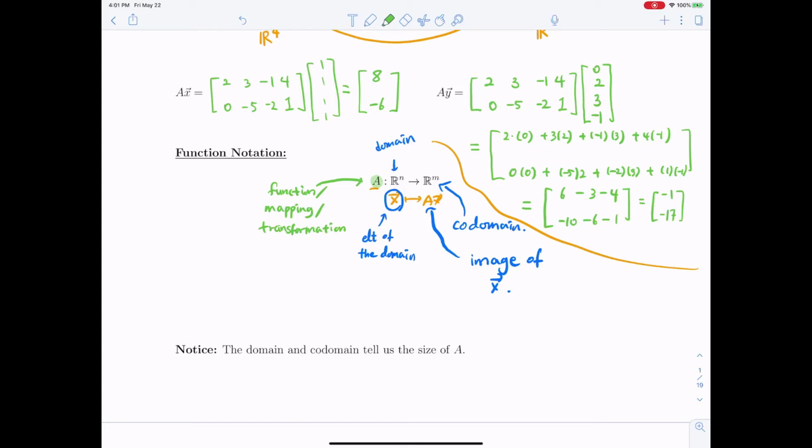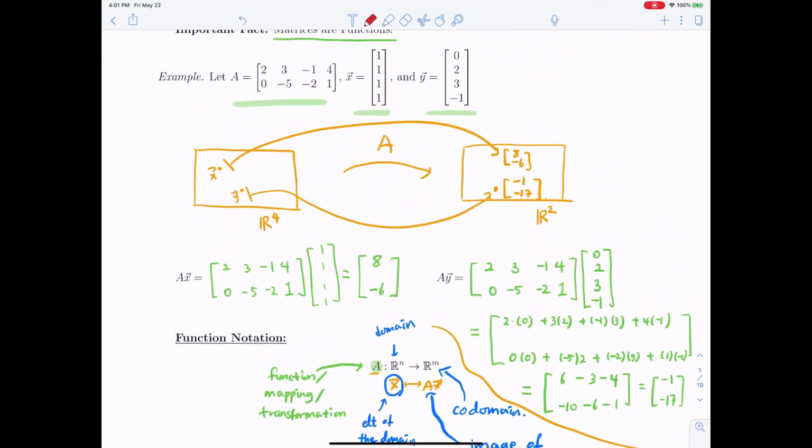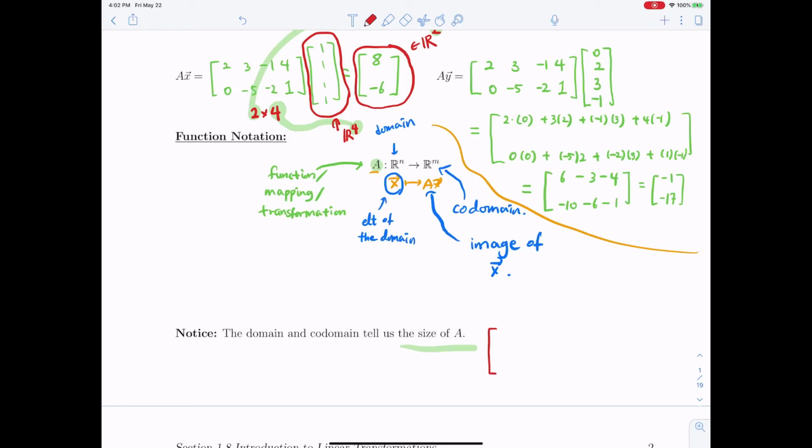So basically, the domain and codomain really tell us the size of A. If you go to the previous example, we know that the matrix A is a 2 by 4 matrix. The domain of this function is R4, which matches the number of columns here. And the image of the given vector lives in R2, where this 2 corresponds to the number of rows of your matrix. So the codomain tells us the number of rows, and the domain tells us the number of columns.